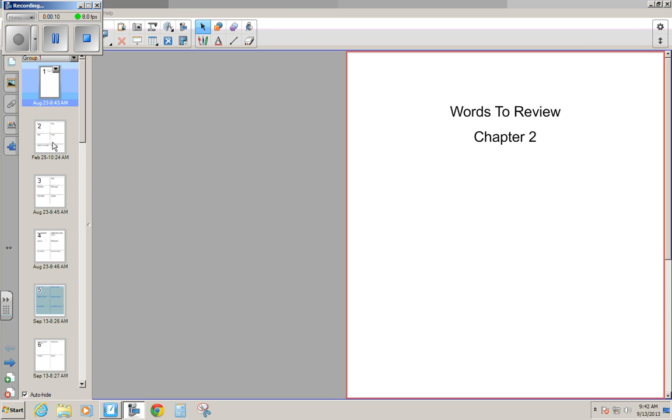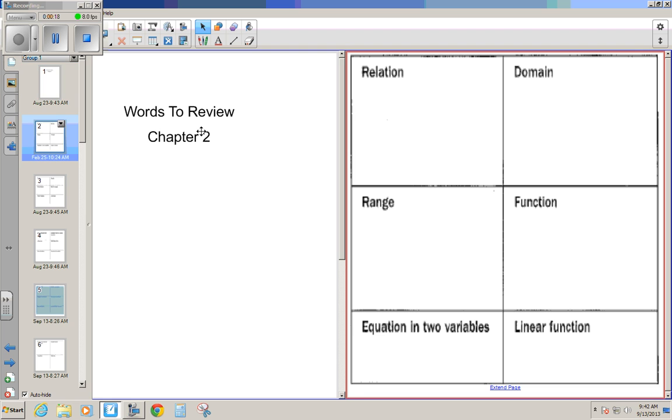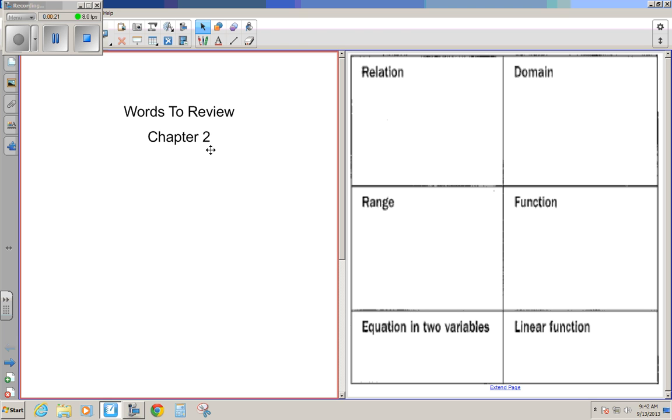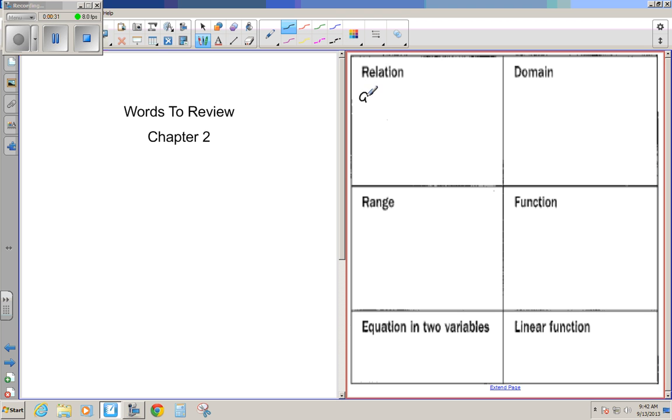These may show up as vocabulary on your test at the end of the unit, so you're going to want to get these down. All right, to begin with, let's talk about the definition of a relation. A relation is basically any set of ordered pairs. That means you have an input with an output.